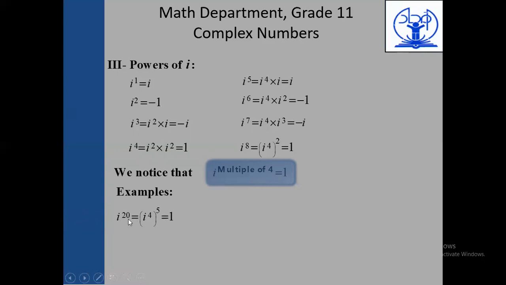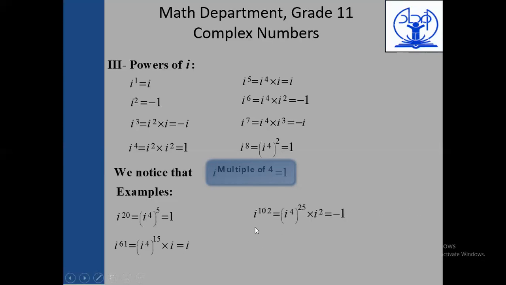Examples. What about i to the 20? i to the 20 is i to the 4 to the 5, but i to the 4 is 1, so 1 to the 5 will be 1. What about i to the 61? Here you should think of the greatest number which is a multiple of 4 but less than 61. 60. So this i to the 61 must be seen as the product of two powers of i: i to the 60 times i. But i to the 60, since 60 is a multiple of 4, can be written as i to the 4 to the 15, and it will give 1 times i, this will give i.